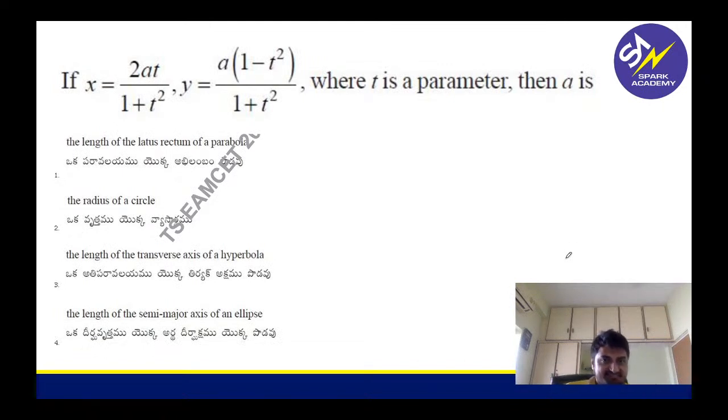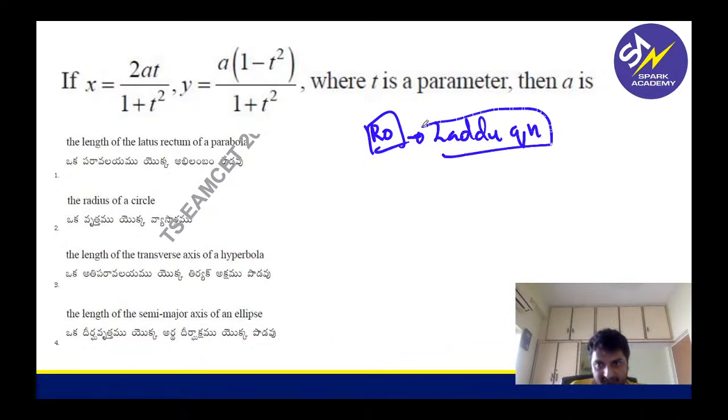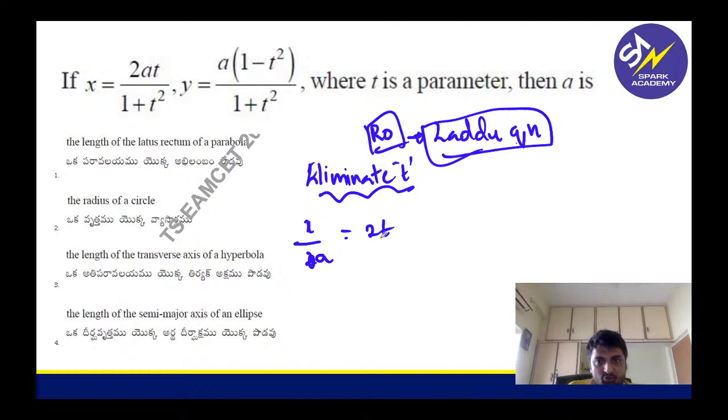Now look at this, guys. Look at this question. Isn't it very easy again, guys? This is round 0. This is your laddu question in this set. Why, guys? Very simple. Again, you have to eliminate t. How will you eliminate t? x by a is 2t by 1 plus t square. y by a is 1 minus t square by 1 plus t square.